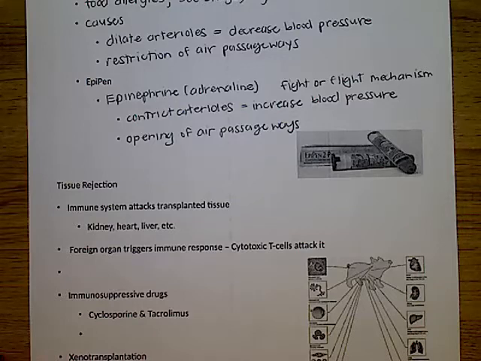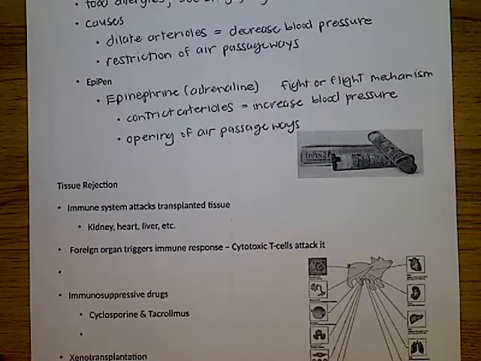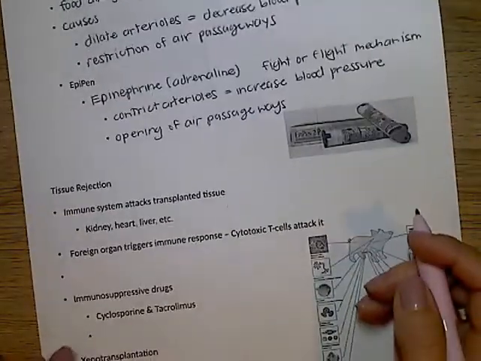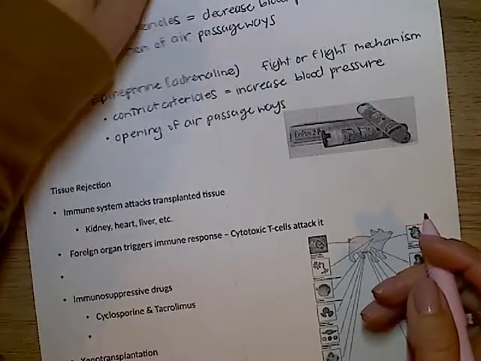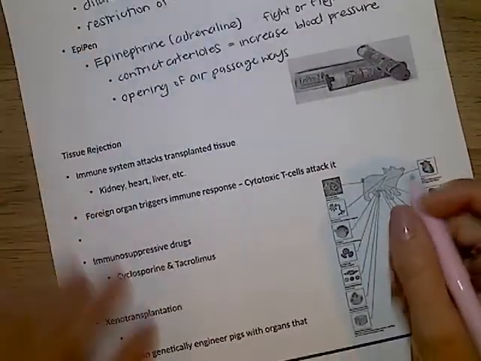Okay, tissue rejection is when the immune system attacks transplanted tissue. So if someone gets a kidney, a heart, or a liver transplant, the immune system will often try to attack it. And the foreign organ triggers an immune response. So the cytotoxic, those killer T cells, attack it. And so when they do this, the organs are carefully matched for antigens.